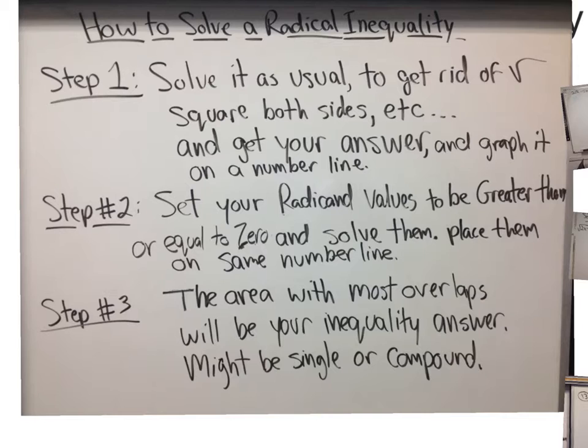But anyways, you solve it the way you normally do and you get your answer, and that's going to end up being an inequality. Graph it on a number line. That's step one. Step two, set your radicand values to be greater than or equal to 0 and solve them. And then place them on the same number line. Probably should say graph them on the same number line. And then step three, the area with the most overlaps will be your inequality answer. It might be single or compound.